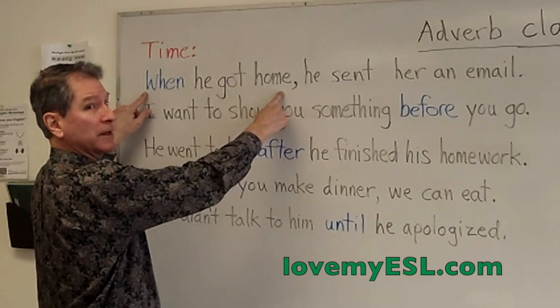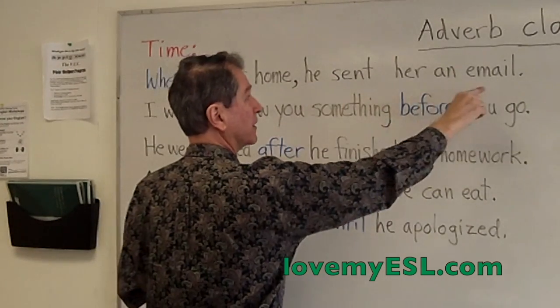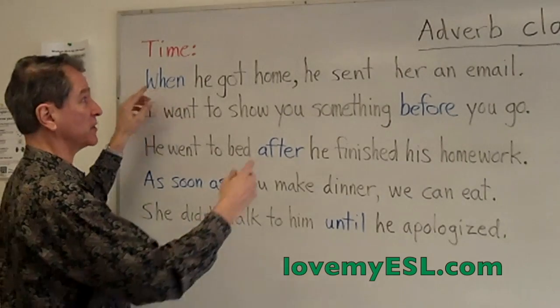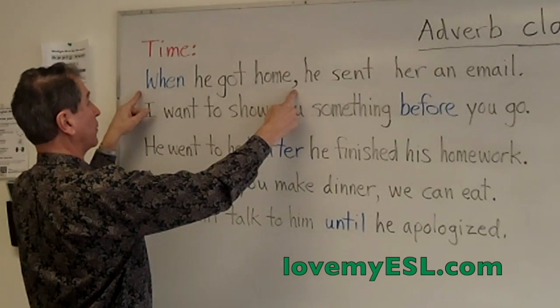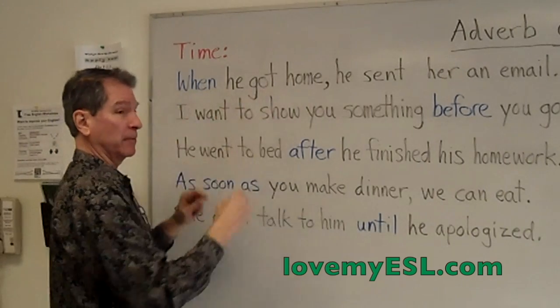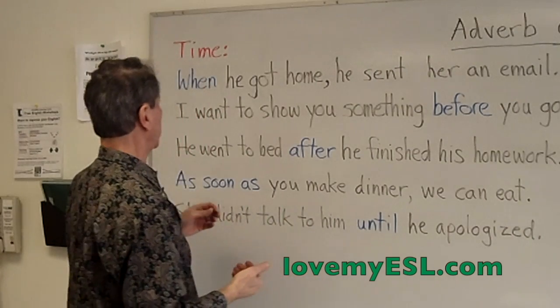"When he got home" is an adverb clause. It gives you the time when he sent her an email. So, when he got home, he sent her an email. You'll notice that inside this adverb clause, there is a marker, there is a subject, and there is a verb, because we know inside of any clause you must have a subject and a verb.